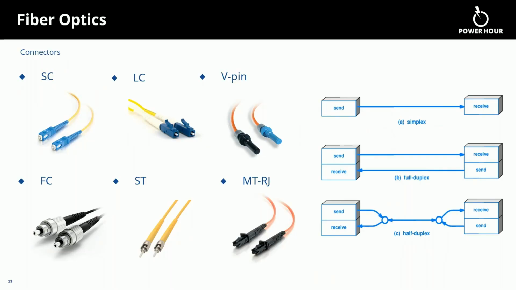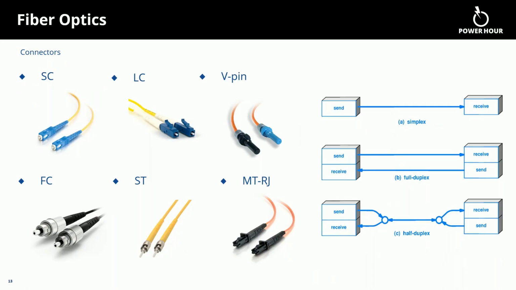Your ST is going to be your straight tip. It uses a twist and lock mechanism where the ferrule slightly recesses for connection, so it can keep a little bit of tension on there. Lastly, the MTRJ is our mechanical transfer register jack. This connector uses an RJ style housing with two fibers. I'm sure you can see the use case here, but this connector is mostly obsolete now.